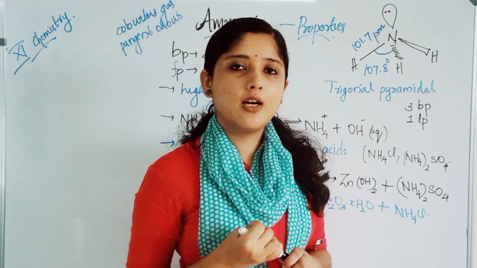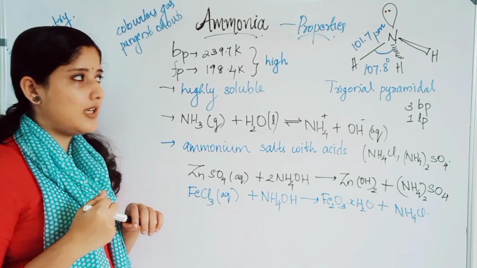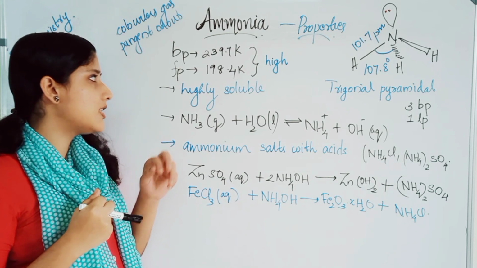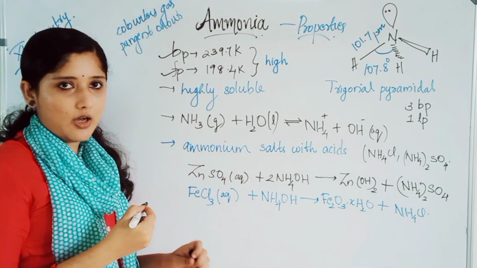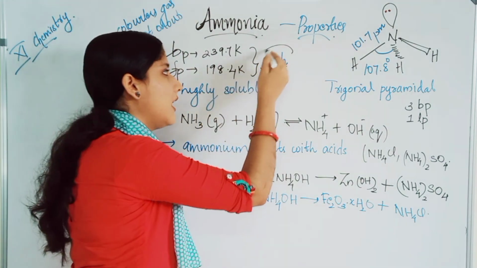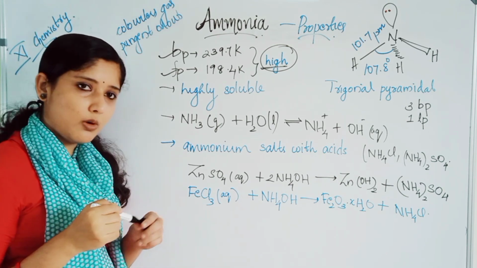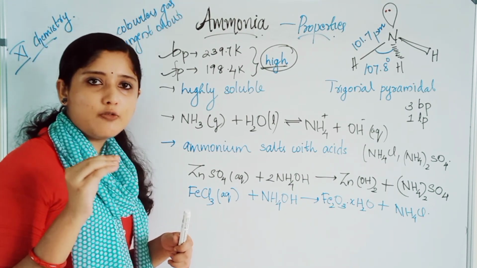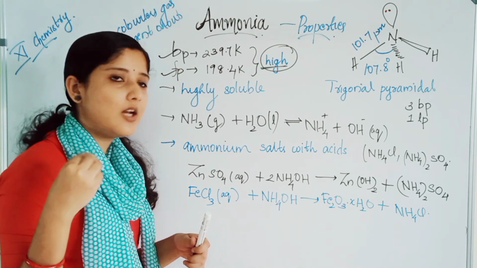As you all know, ammonia is a colorless pungent smelling gas. Ammonia's boiling point is 239.7 Kelvin and freezing point is 198.4 Kelvin. I just mentioned it to show you the high values of melting and boiling point for ammonia. Why is it so? Because of the formation of hydrogen bonds. Ammonia has high melting and boiling points due to the formation of hydrogen bonds.